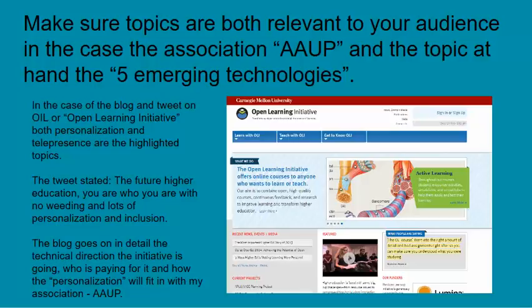Before I get to that, here's the relevance of the audience in the case of the AAUP. And what I was saying is, you have to make sure that your blogs and your tweets are relevant to the audience and to the topic. Saying this right here, the 5 emerging technologies. My tweet stated: the future higher education, who you are, with no weeding and lots of personalization and inclusion.